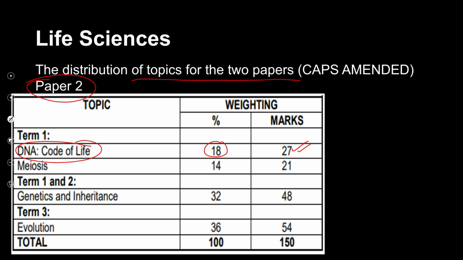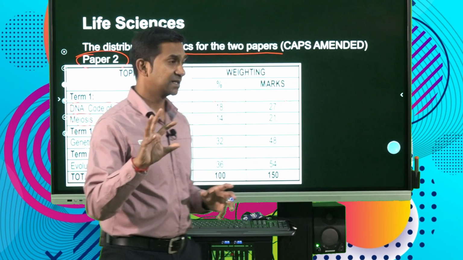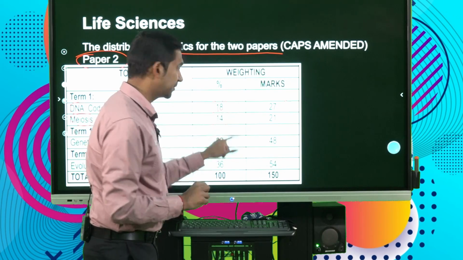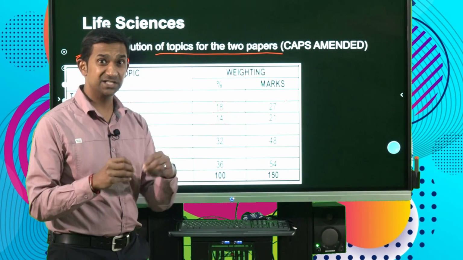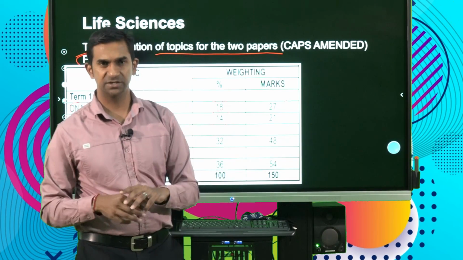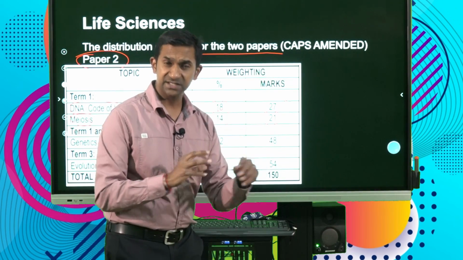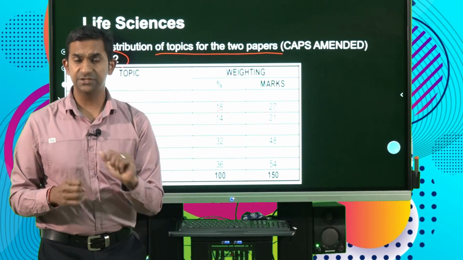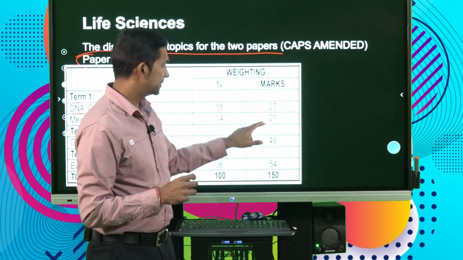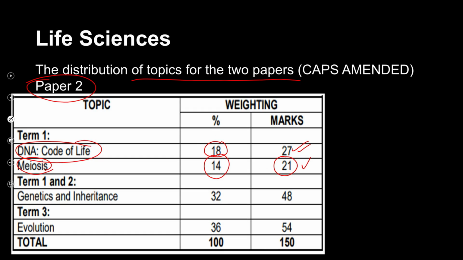The next bit is meiosis, and what we would see now is that meiosis is exclusively in paper 2, and now it's the content that is being tested for about 14%, so much more than previously where it was distributed into 2 papers, and that makes up a good 21 marks. So it's good to focus on meiosis and understand the process, the stages, the reasons for variation, as well as the significance of what happens when meiosis goes wrong in terms of abnormalities.